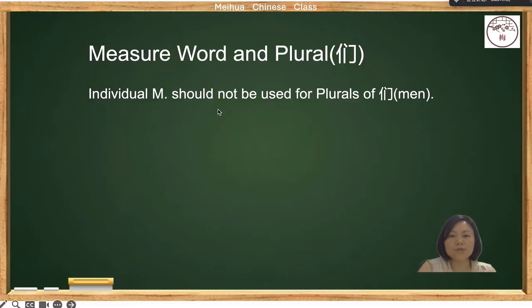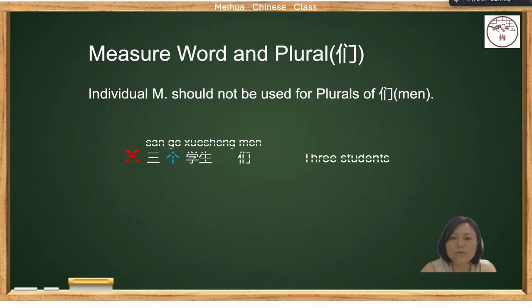Okay, one useful tip here. Actually, I already discussed this previously. For the plurals of the address, we should not use the individual measure word or the number. Previously I explained that we should not use any concrete number to modify the plural form. Similarly, no number, no measure word.